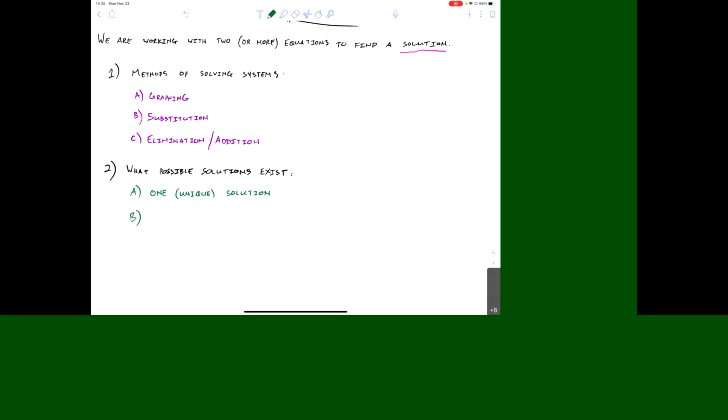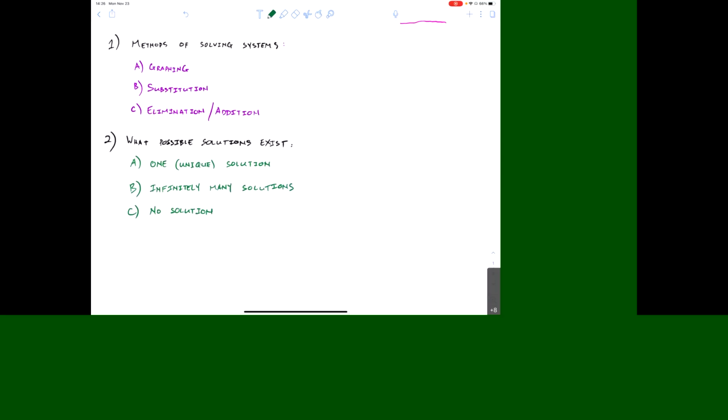We're going to see what it looks like to have infinitely many solutions. Wait, did I spell it right? Infinitely. Yeah, infinitely many solutions. And then the third kind is, we'll see what it looks like to have no solution. That means that you don't have an answer. You do have an answer. The answer is no solution. And I'll show you what it looks like.